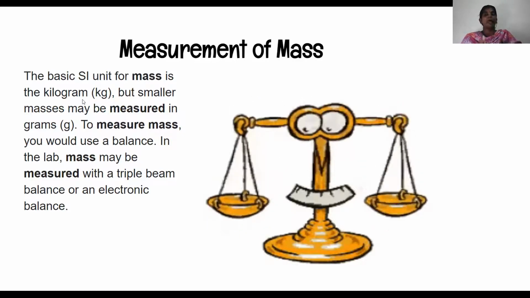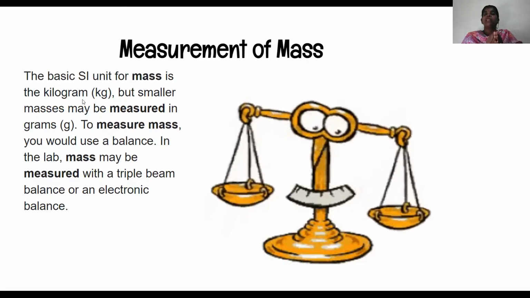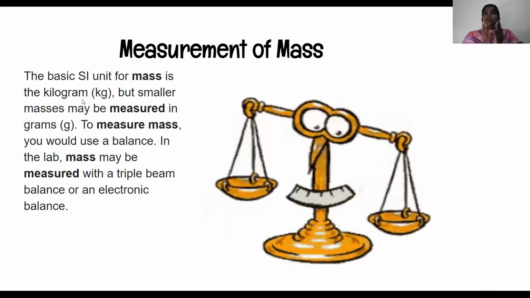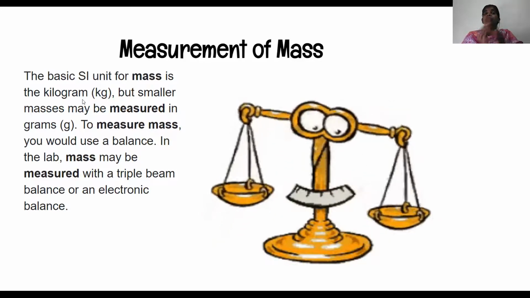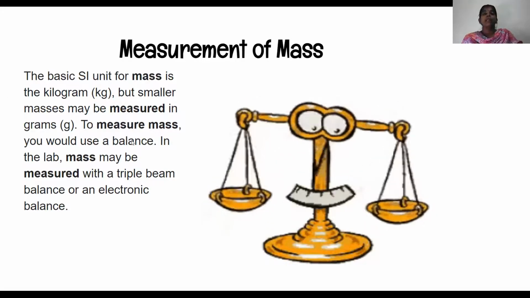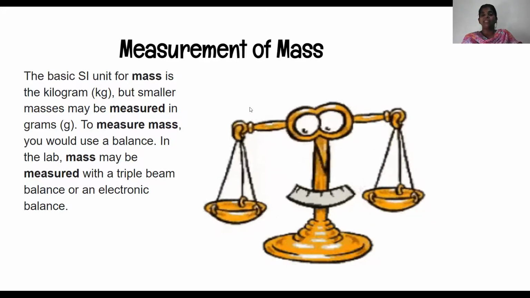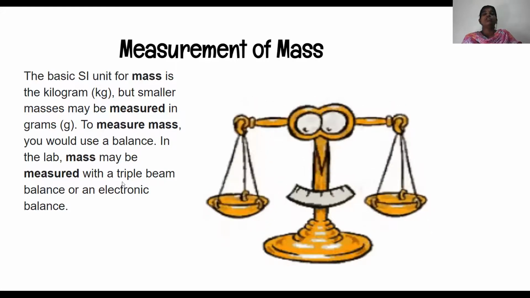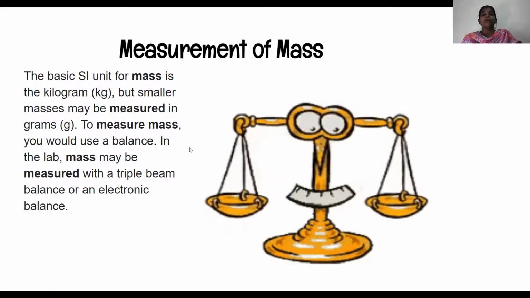It's a mass. So mass is of an object which is a solid, which can be measured in kilograms and grams, right? Some objects can only be measured with kilograms, but smaller masses can be measured with grams. So to measure mass, you use a balance, which is called a balance. And in the lab, mass can be measured with a triple beam balance or an electronic balance. Yes, of course, nowadays we use electronic balances, right?